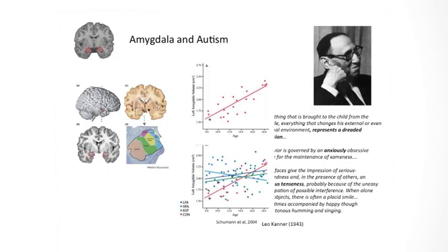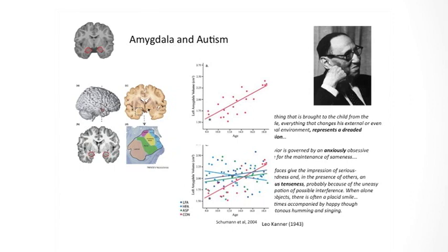So let me move on to the amygdala. The amygdala in autism has a rich history. People have been talking about it for a long time. This is the amygdala outlined here. It's a structure deep within the medial temporal lobes. And it's involved in fear detection.